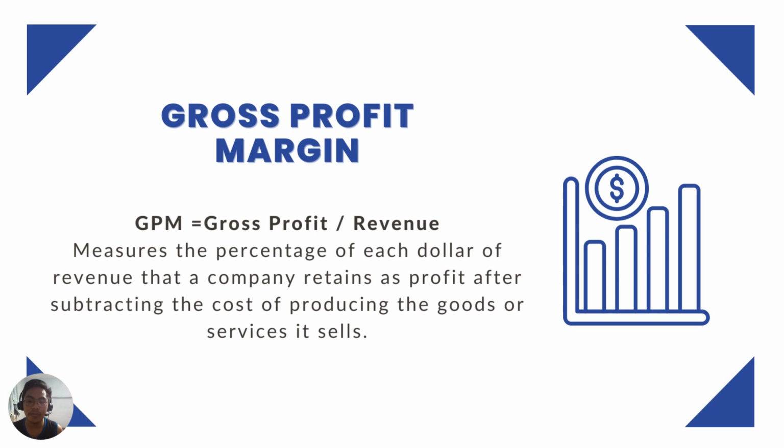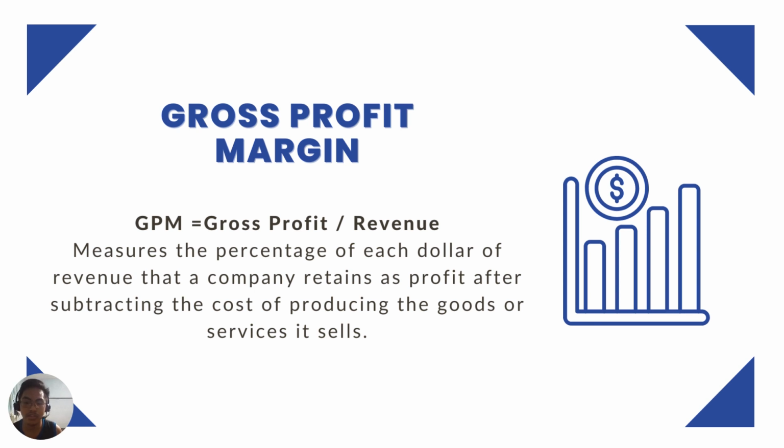The gross profit margin or GPM is calculated by dividing the gross profit, which is revenue minus the cost of goods sold, by revenue. It measures the percentage of each dollar of revenue that a company retains as profit after subtracting the cost of producing the goods or services it sells.